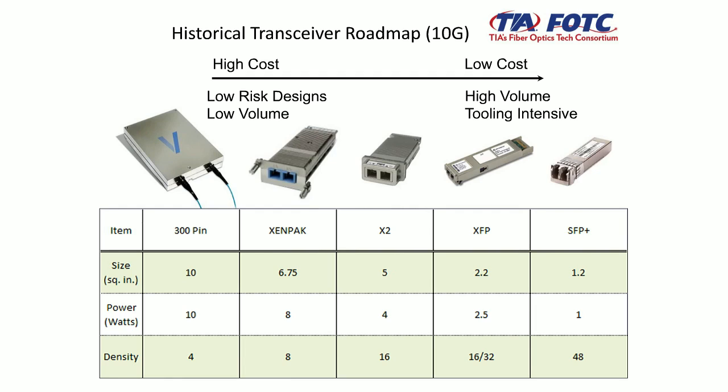Where we've gotten to with SFP Plus is 48 SFP Plus modular transceivers per line card. And you can see the evolution in size. You're talking about 10 square inches versus 1.2 square inches. The power dissipation, 10 watts for a 300 pin, down to a watt for an SFP Plus. And I think that's a high estimate. It's probably more like 0.5 or 0.7. I think the slide is a little bit dated.